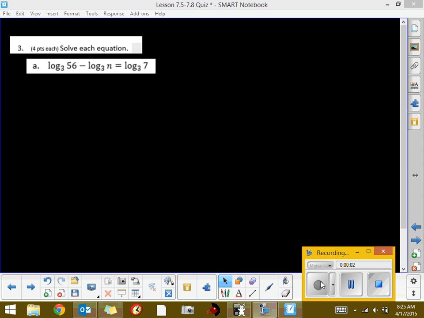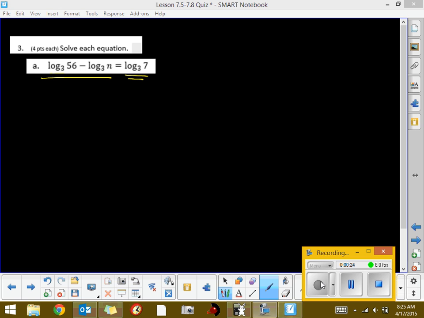All right, in question three, we're going to be solving equations. And the first equation that we have is a log equation. Again, you want to be thinking of your three log properties. Our goal is to get a single log on the left or the right, or a single log statement on the left and the right. So in this problem, our goal would be to get a single log statement on the left, because we already have a log statement on the right.